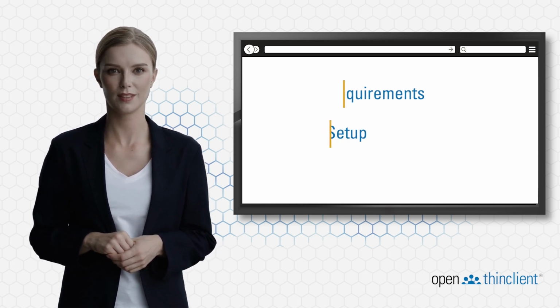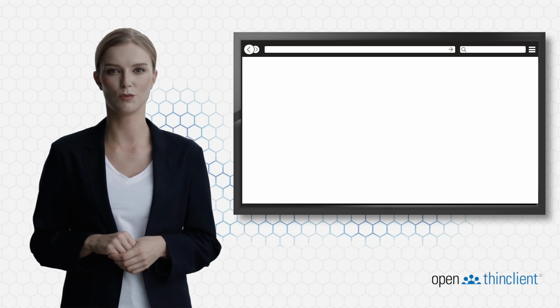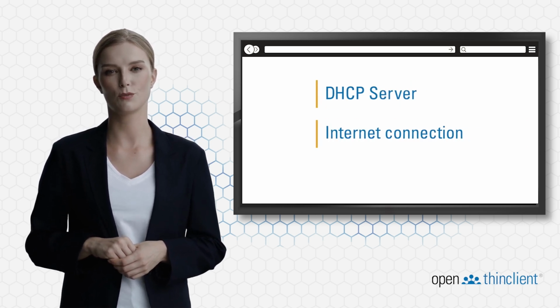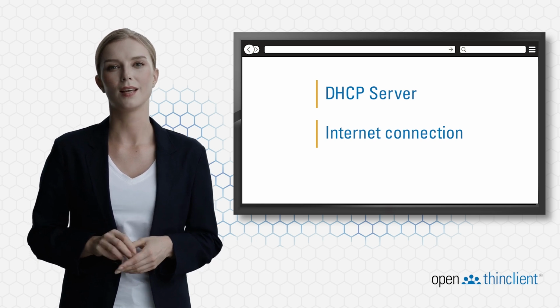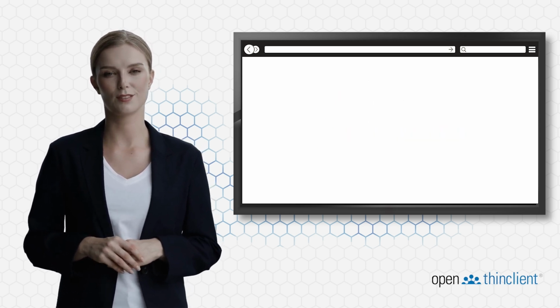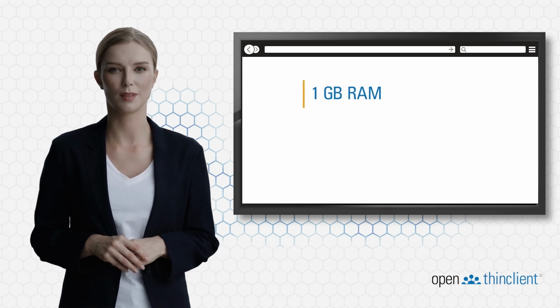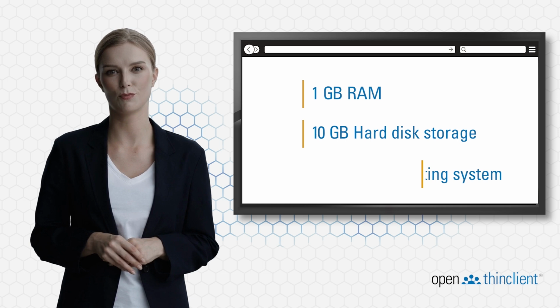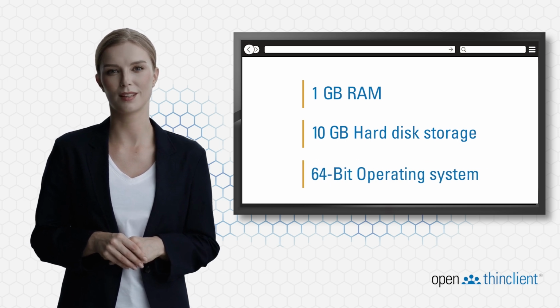To use OpenThinClient, you will need a network with a DHCP server and an internet connection to install client packages and updates. The server itself should have at least 1 GB of free RAM and 10 GB of free disk space, and it should run on a 64-bit operating system.